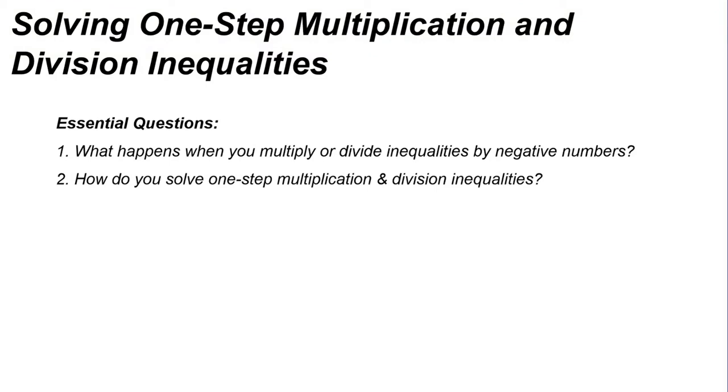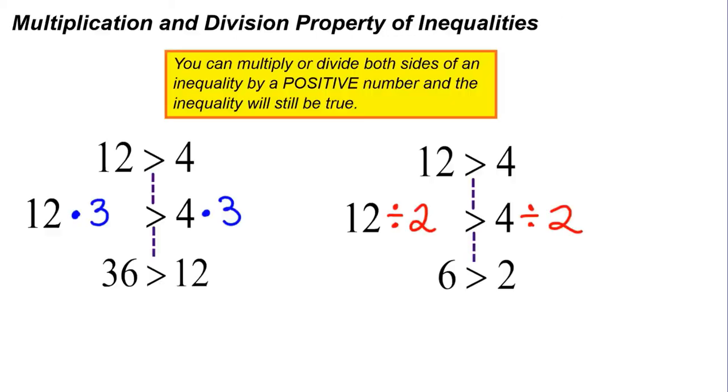In this video, we're going to be solving one-step multiplication and division inequalities, and we are going to be using the same strategies again that we used with solving one-step addition and subtraction inequalities, just like we did with our equations. But we're going to find out that when we try to multiply and divide inequalities by negative numbers, we're going to run into a little bit of an issue. So our essential questions are, what happens when you multiply or divide inequalities by negative numbers, and how do you solve one-step multiplication and division inequalities?